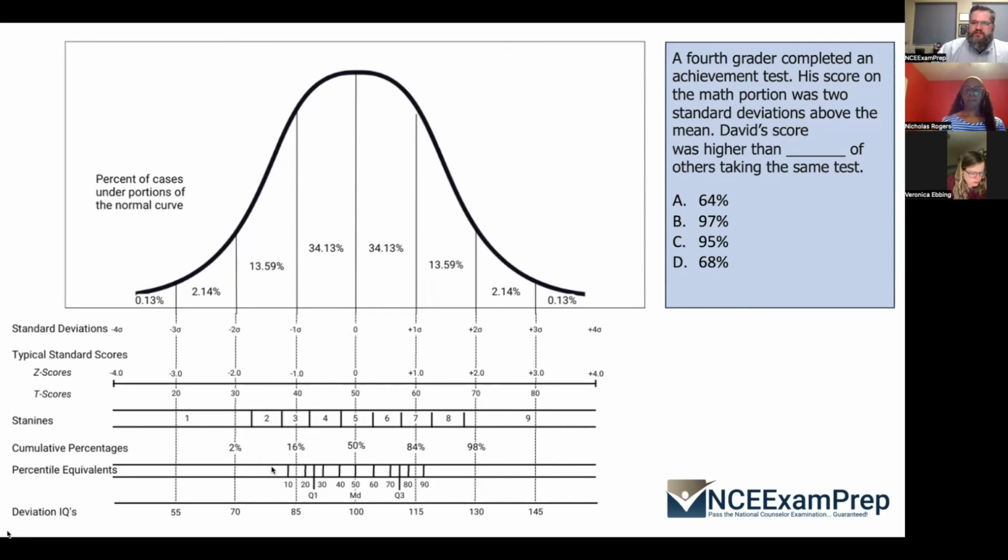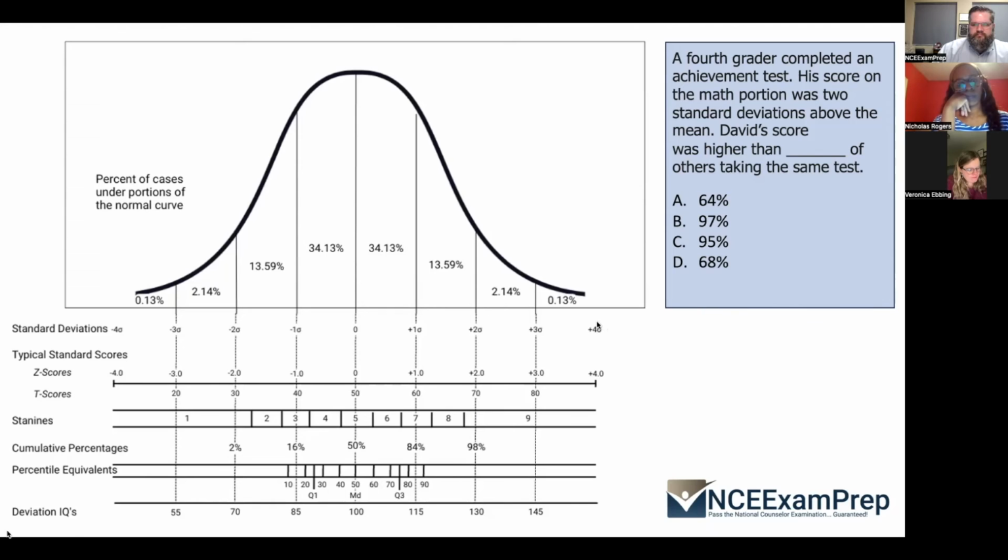His score was 2 standard deviations. On a bell curve, we've got the standard deviations. Can y'all see my mouse moving around? Yes. These are the standard deviations: 1 standard deviation, 2 standard deviations, 3, 4 above the mean. Here are the standard deviations below the mean, and you can see that right here on this row. We've got -4, -3, -2, -1. So these are below the mean, and these are above the mean.